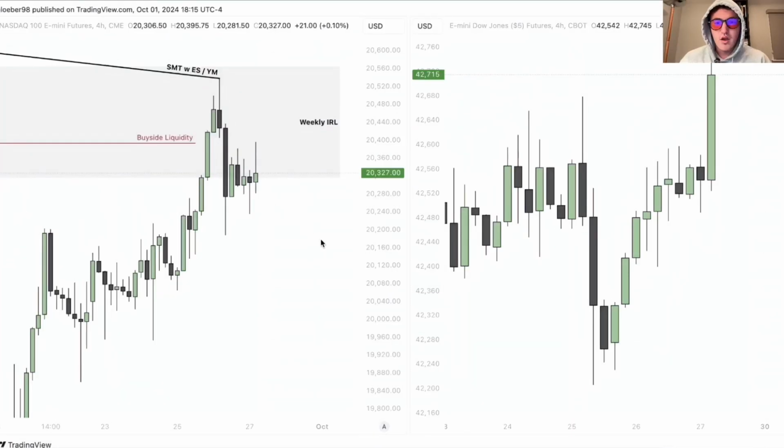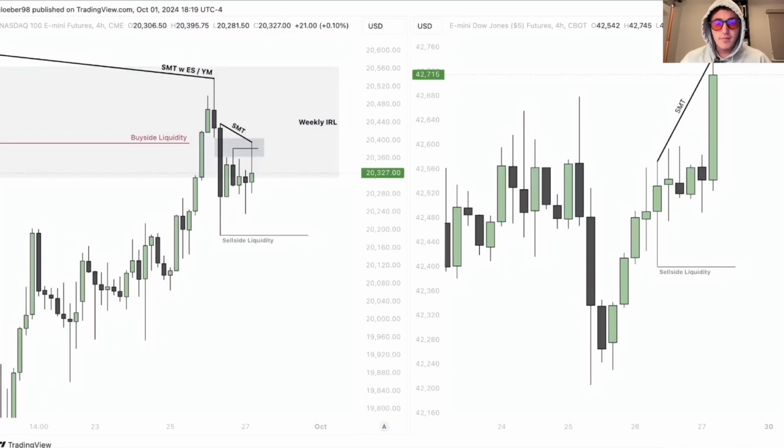So here is the 4-hour on the NASDAQ on the left, and then we have the 4-hour on the Dow Jones on the right. You can see here, this is our SMT divergence between ES and the Dow, and then we have a short-term high that I marked off, like I said before on the weekly, inside of that weekly internal range liquidity pool. Now, I want you guys to annotate price inside of this area. Compare the NASDAQ to the Dow Jones and see what is happening here between the two. So pause the video, annotate your charts before I show my annotations on the next slide.